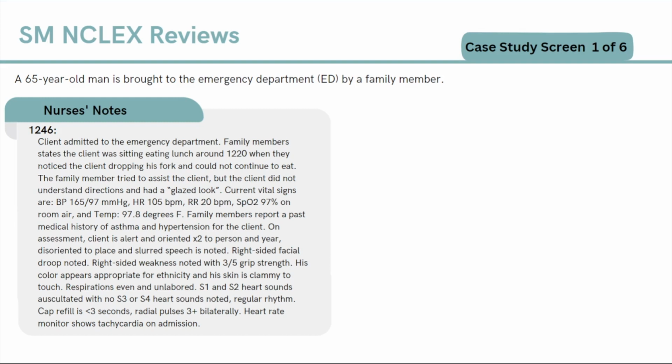There's also a right-sided facial droop noted, right-sided weakness noted with 3 out of 5 grip strength. His color appears appropriate for ethnicity and his skin is clammy to touch. Respirations even and unlabored. S1 and S2 heart sounds auscultated with no S3 or S4 heart sounds noted at a regular rhythm. Cap refill is less than 3 seconds, radial pulses 3+ bilaterally, and the heart rate monitor shows tachycardia on admission.